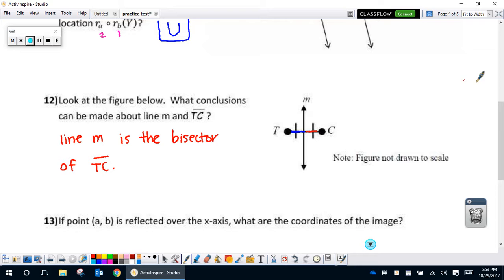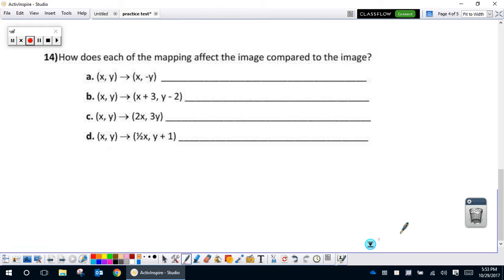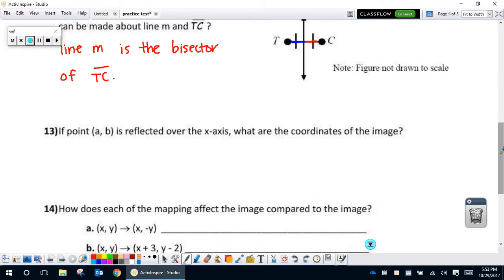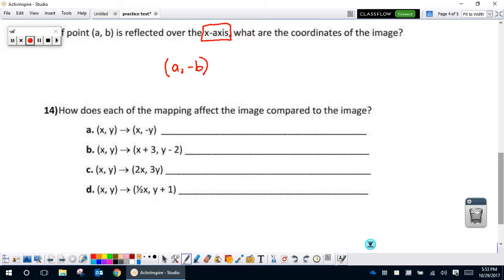Okay? All right, if point A, B is reflected over the x-axis, what are the coordinates of the image? Okay, so x-axis, x-coordinate stays the same, y becomes opposite. Okay? All right. Number 14, how does the mapping affect the image compared to the image? It should probably say affect the pre-image compared to the image.